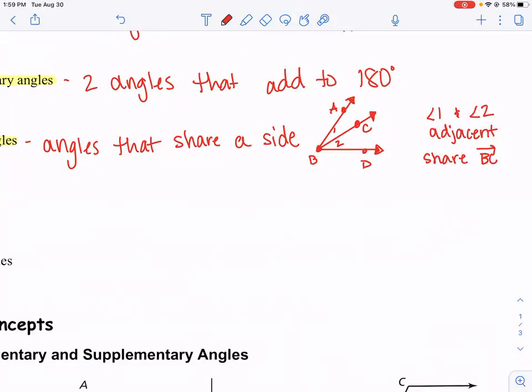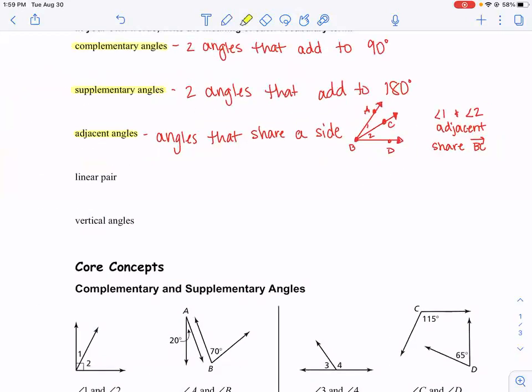Now, a linear pair, probably referring to how many angles? Two. Linear makes you think of? Straight. These two angles form a linear pair. They are adjacent, and what's another way to describe that? Supplementary. Thank you, Layla.